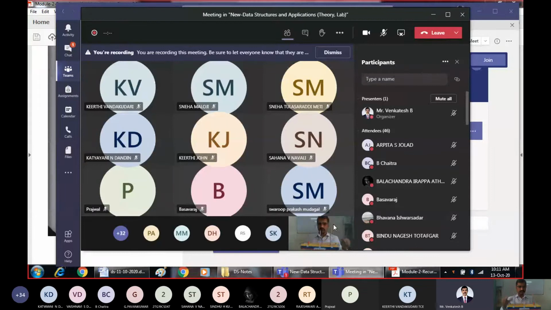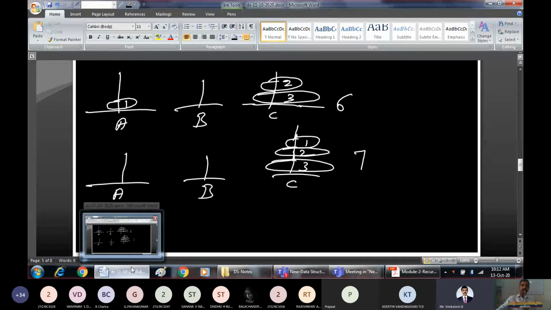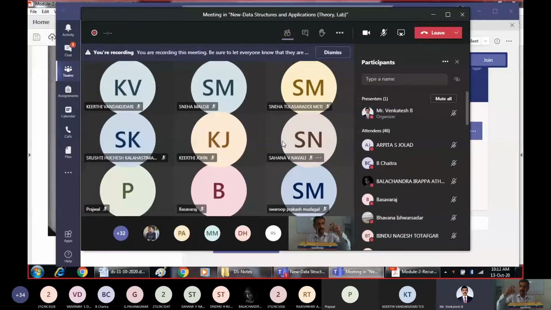One second. So this is the model I tried to show you. These 3 poles: from A, I should be able to move it to C. Assume there is only one disk. So I have kept only one disk here. As per our discussion, for one disk, what was the possible scenario? Directly we take this from A and move it to C. That was the case only for the single disk. That was the possible solution for one disk.